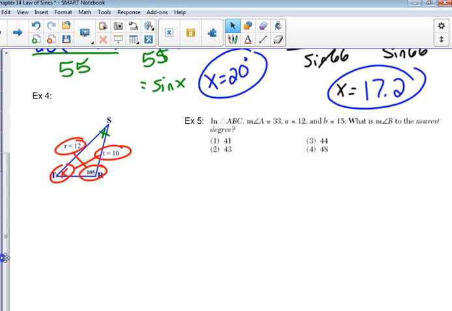What are the angles in a triangle add to? 180. So if we find this missing one first, we have 2 then, and then we can subtract from 180 to get the top piece. Okay.